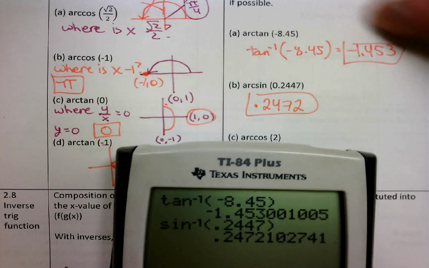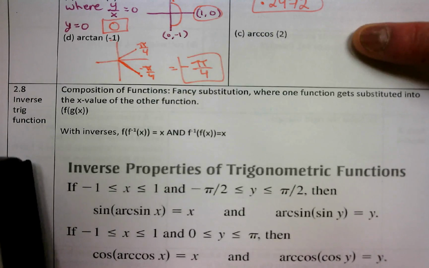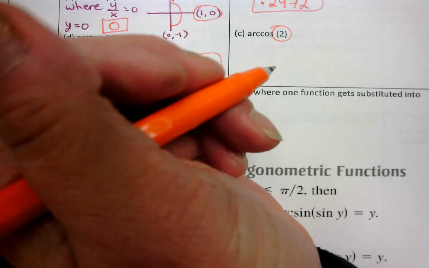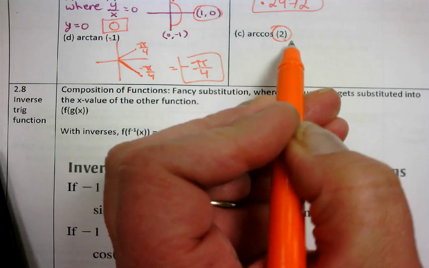And this last one says find arc cosine of 2. Well, what is our domain for cosine? Our domain goes from negative 1 to 1. So 2 is not in our domain, which means there is going to be no real solution to this problem.